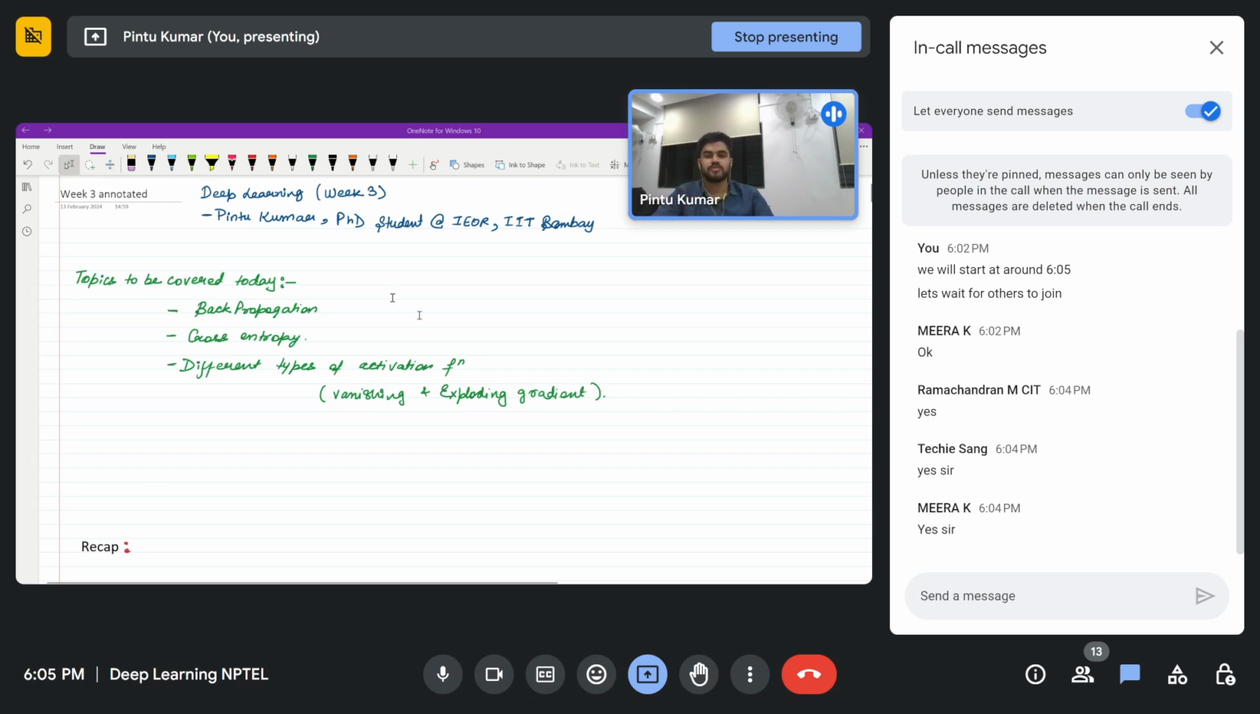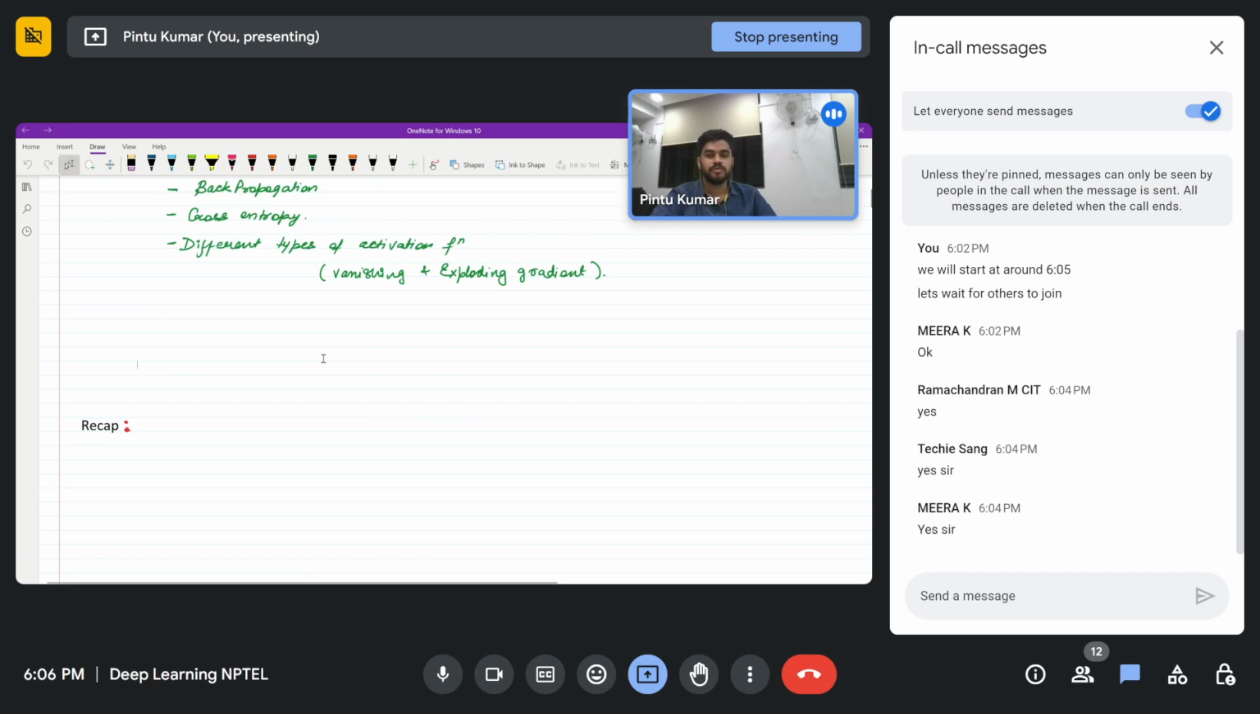So we'll talk about different kinds of activation functions that we have and what are the advantages and disadvantages related to that particular activation function. In order to do that, we'll also have a brief look at the vanishing and exploding gradient problem that we encounter in the deep learning setup. So this is my plan for today.